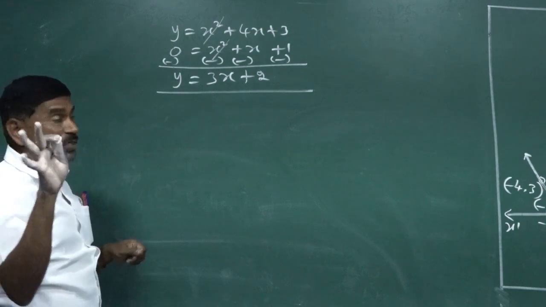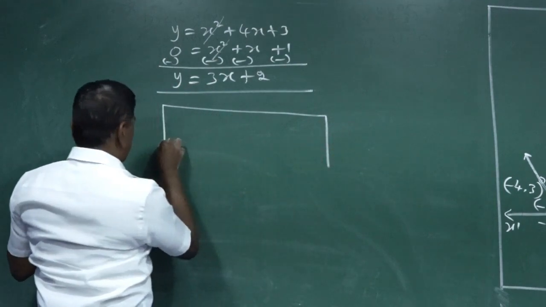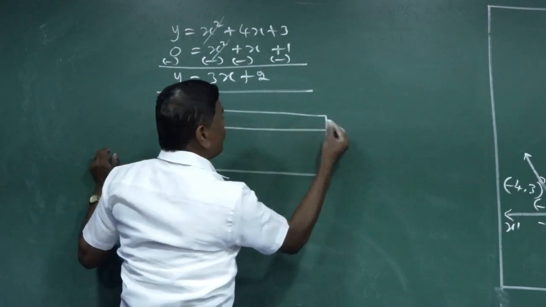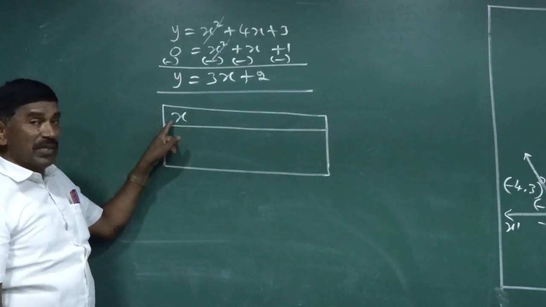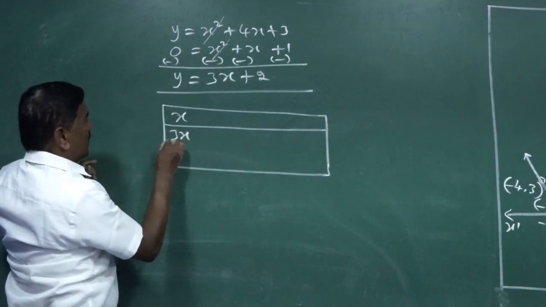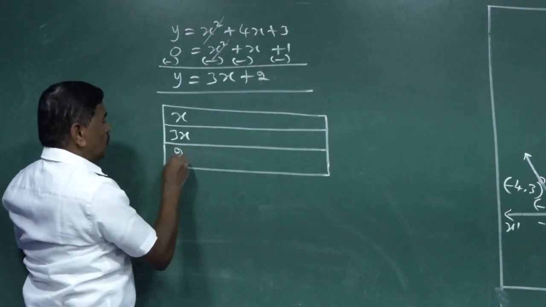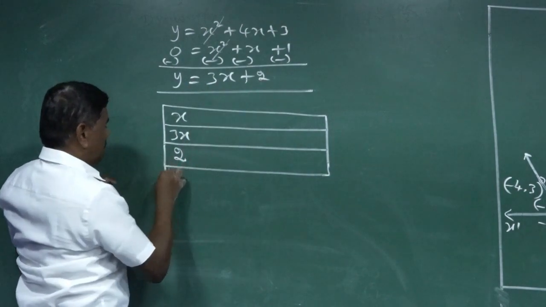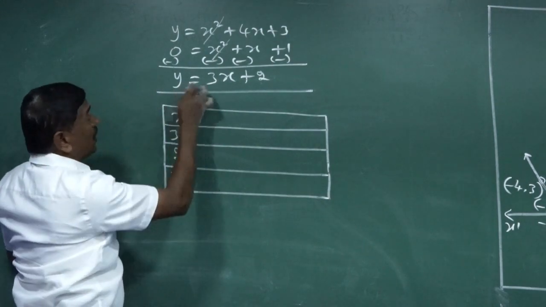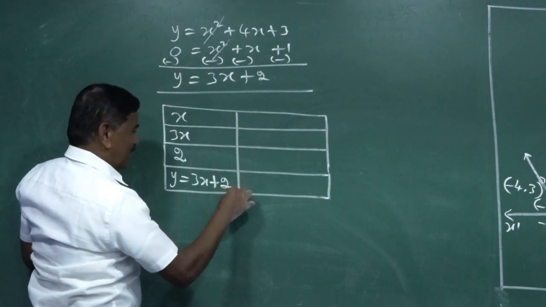Now I want to draw a small table. I want to prepare one table. Here, first x values. First row, x values, fixed. Now come to the question. I need 3x. Yes, I need 3x. Second row, 3x. Next, what is the second term? Yes, 2. Now take the whole question. The total question I want to take, that is, y is equal to 3x plus 2. 3x plus 2. That's all.